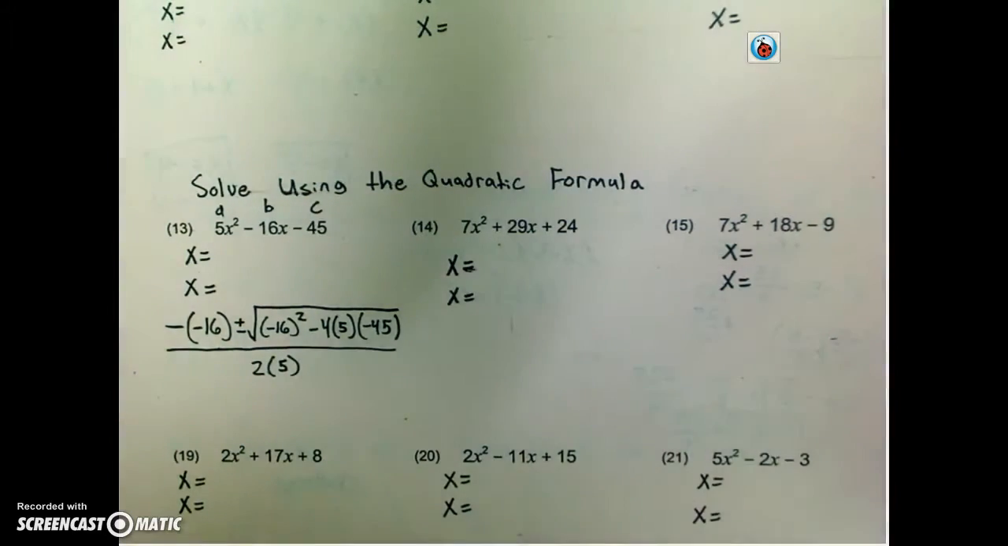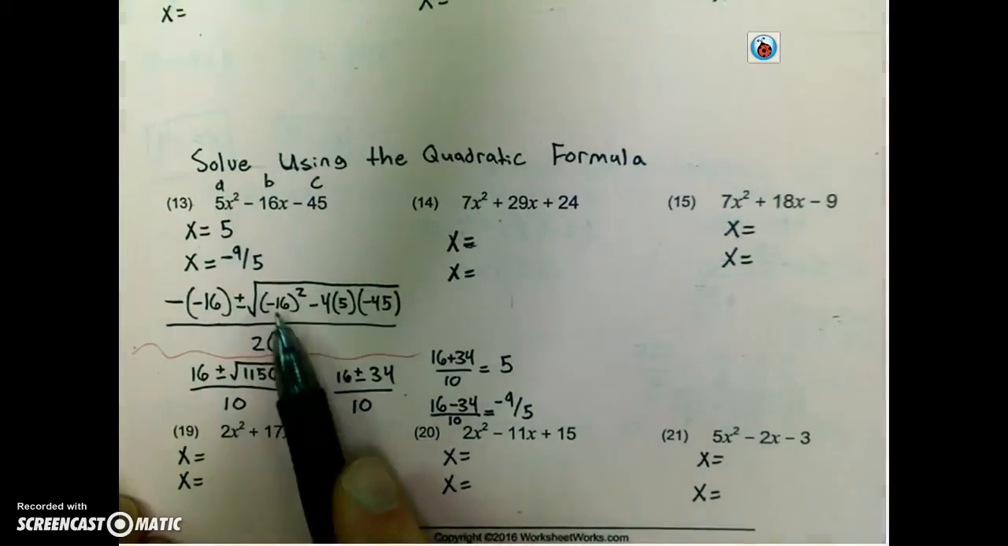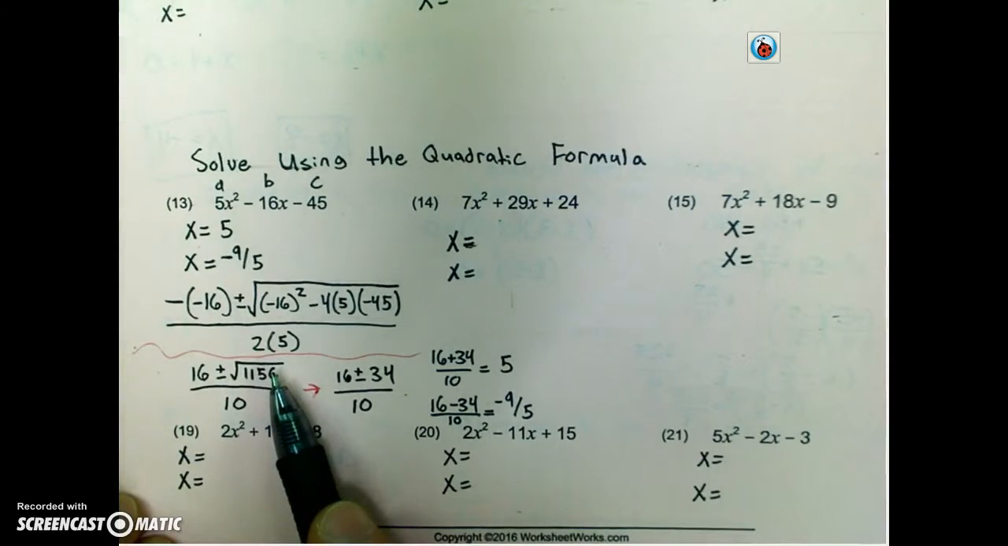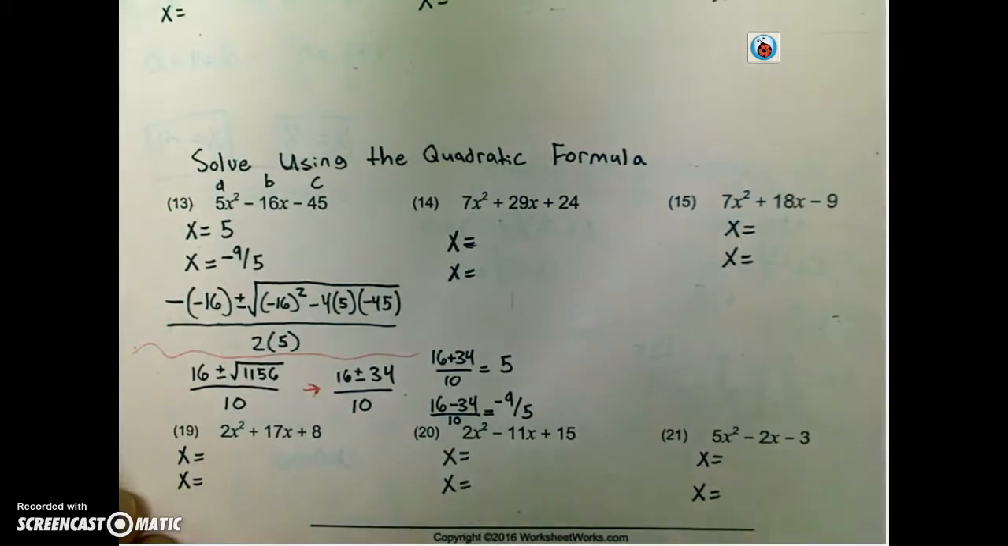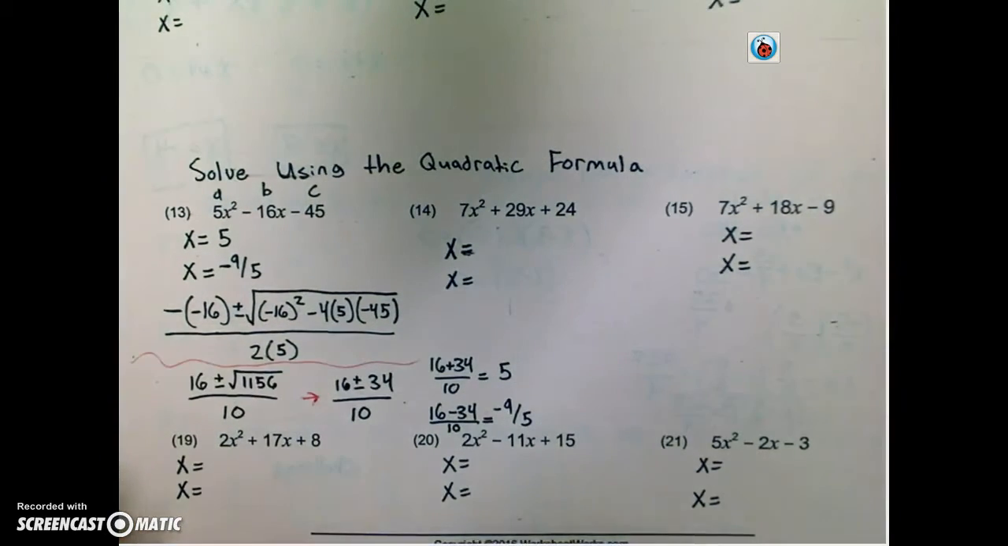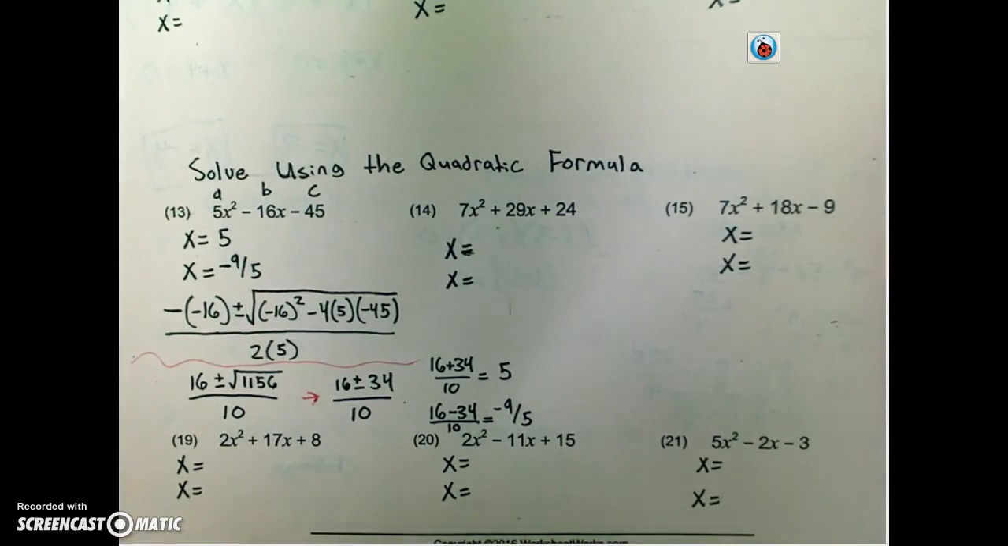Now let's take a look and see how we can simplify it. All right, so when we finish simplifying this, we found out everything underneath the square root. Then we took the square root of it, and we have 16 plus or minus 34 divided by 10, and we split it up into the two different cases. Maybe later on in the week, depending on how these quadratic formula ones are going, I might show us another one of these to really see how all these different steps come into play here.